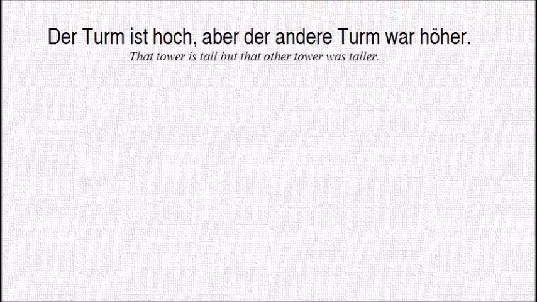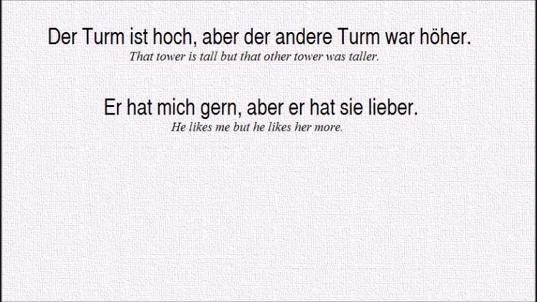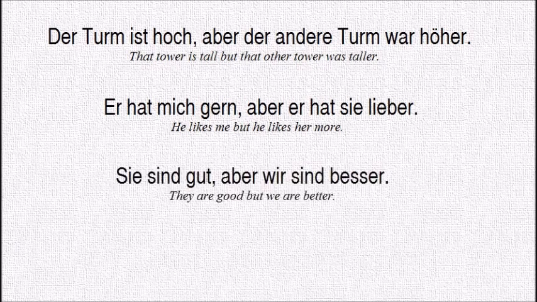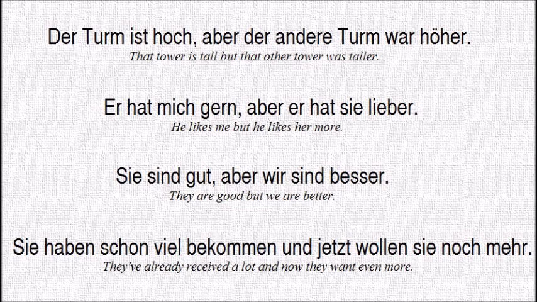Here are some examples. Der Turm ist hoch, aber der andere Turm war höher. That tower is tall, but the other tower was taller. Er hat mich gern, aber er hat sie lieber. He likes me, but he likes her more. Sie sind gut, aber wir sind besser. They are good, but we are better. Sie haben schon viel bekommen und jetzt wollen sie noch mehr. They have already received a lot and now they want even more.